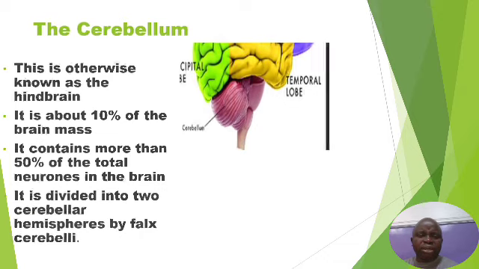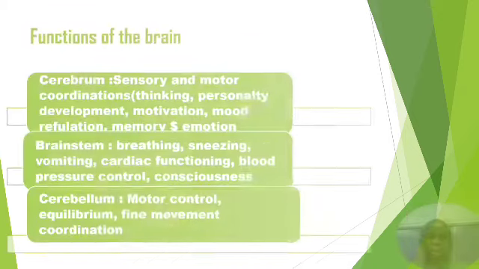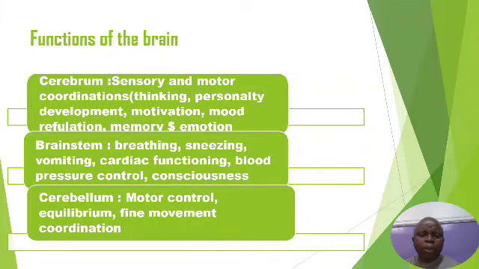Then the functions of the brain. We will understand these functions by looking at each part of the brain. For example, the cerebrum coordinates the sensory and motor activities, and this proper coordination, or what we call neural integration, makes us determine thinking in human beings, personality development, motivation, mood regulation, memory, and emotion. Then also the brain stem that has the midbrain, the pons varolii, and the medulla oblongata.